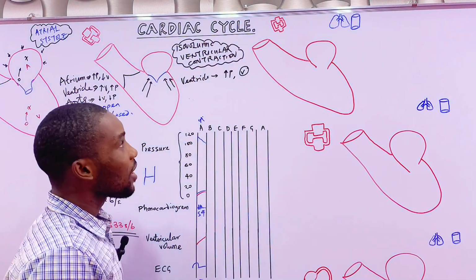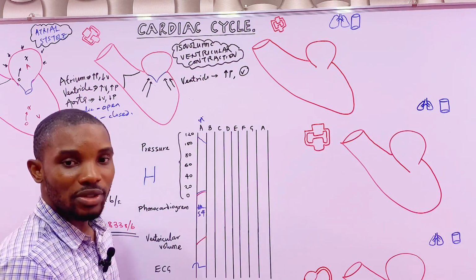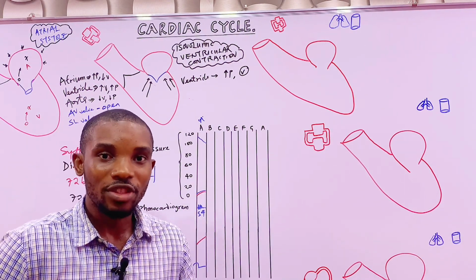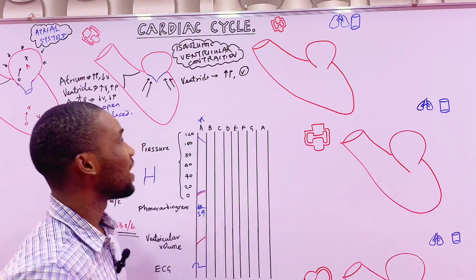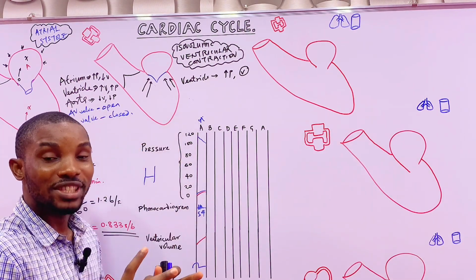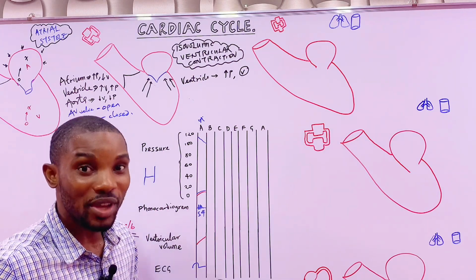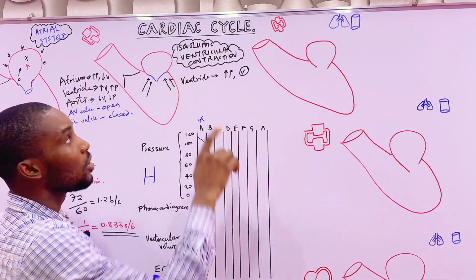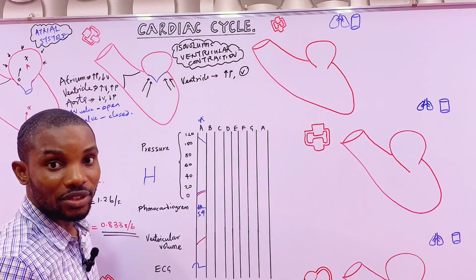Why? Because isovolumic means that what? The volume is the same. So it's contracting within a closed chamber. This ventricle is closed. So there's no what? Change in volume because blood is not moving into any chamber, right? So that's why it's called isovolumic, the same volume, contraction of the ventricle, all right?